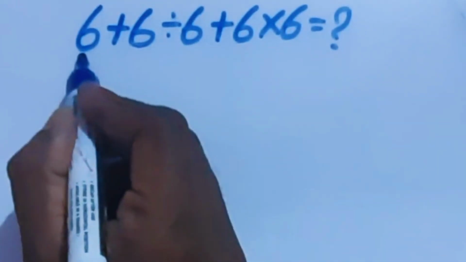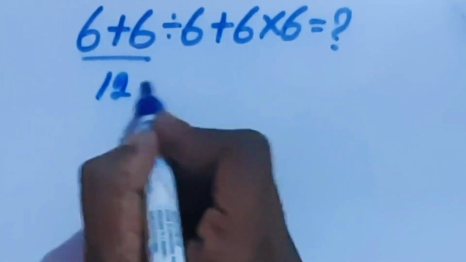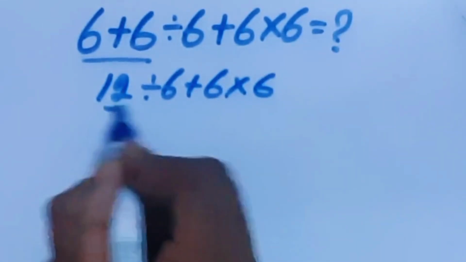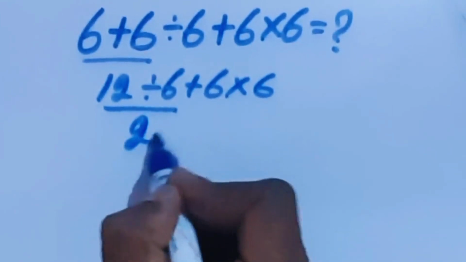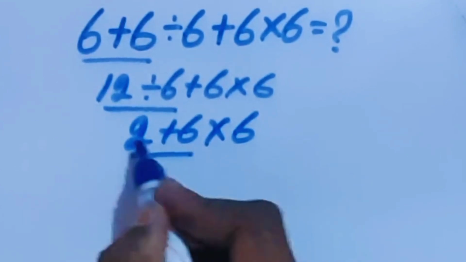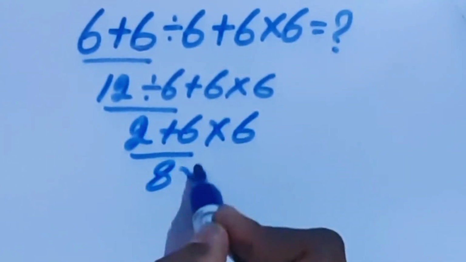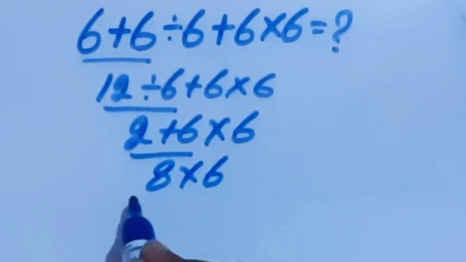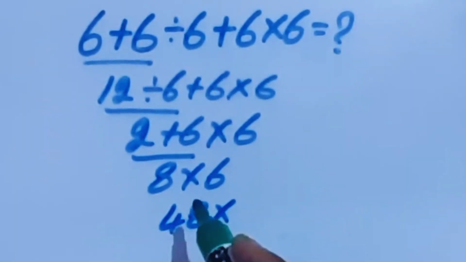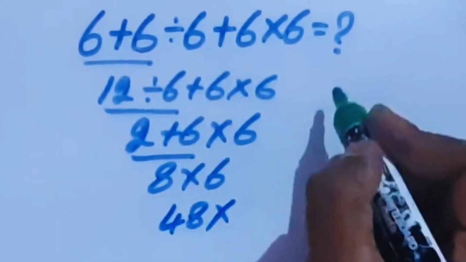Hi guys, here 6 plus 6 is 12. Divide by 6 plus 6 times 6. Here 12 divided by 6 is 2 plus 6 times 6. Here 2 plus 6 is 8 times 6. Here 8 times 6 is 48, which is the wrong answer. Here, as per the order of operations, this 48 is the wrong answer.